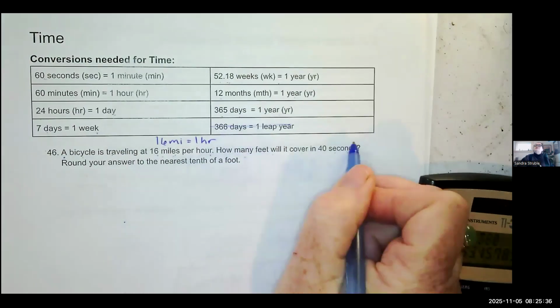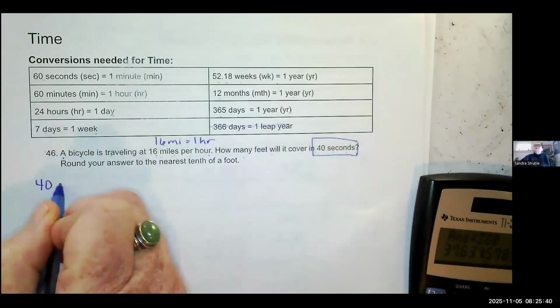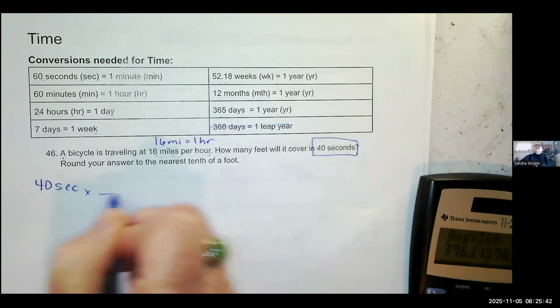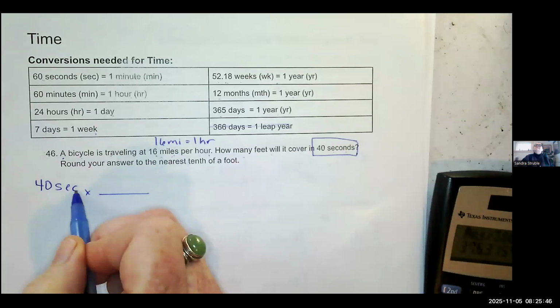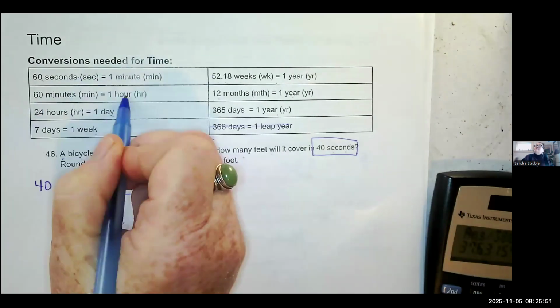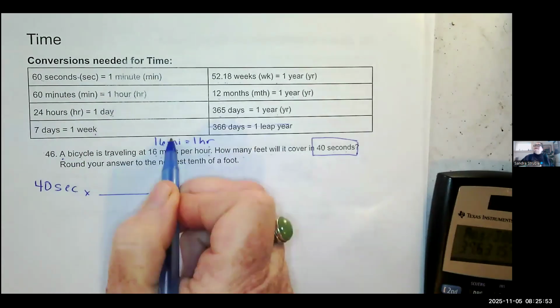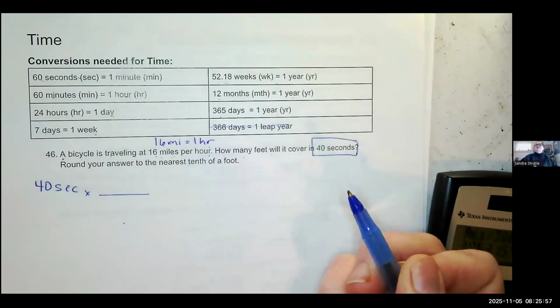So always start with what the question is. 40 seconds, how far can it go? But they want it in feet. Well, I can get from seconds to hours using seconds to minutes, minutes to hours. And then I can jump to my miles. And then miles I can get to feet by using the length portion of the American conversions.